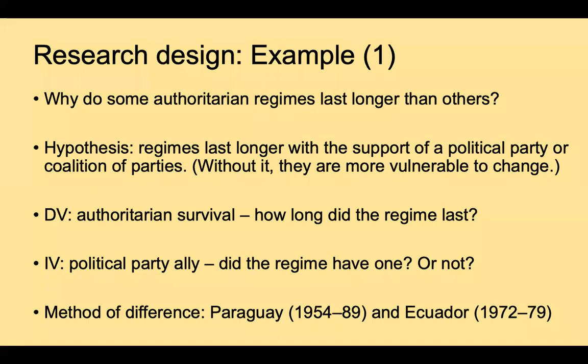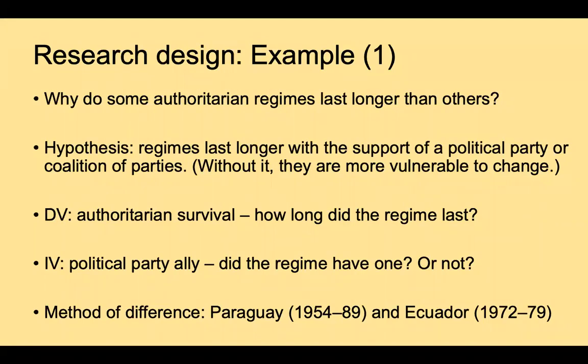So the question that always comes up for me, and that I want to know more about, is why do some authoritarian regimes last longer than others? You look out at all the cases out there, and you find that some of them last for decades at a time, like 3 or 4 decades. Others are like 6 or 7 years, and they collapse.